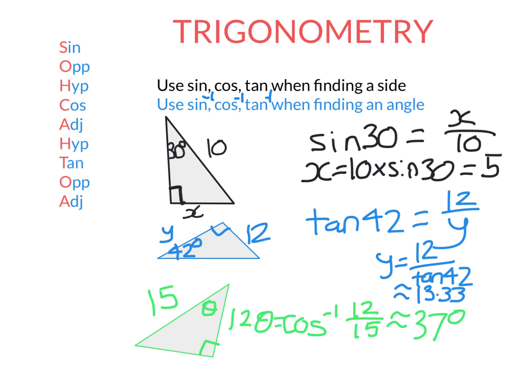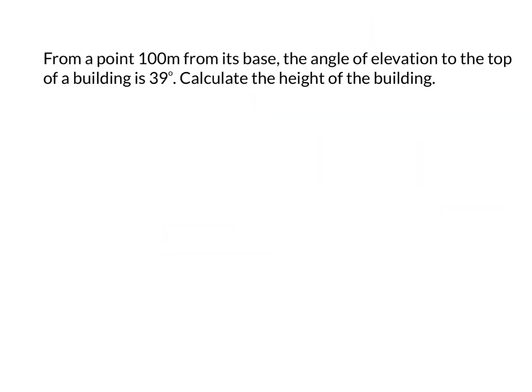All right, let's now look at some applications of trigonometry. There's 2 applications you need to know, the first of which is angles of elevation and depression. So let's try this question. From a point 100 meters from its base, the angle of elevation to the top of a building is 39 degrees. Calculate the height of a building.